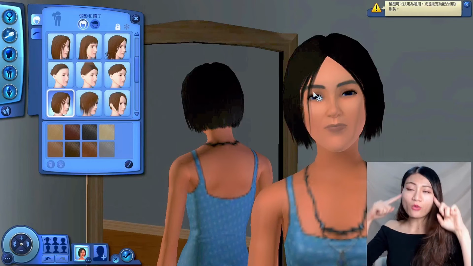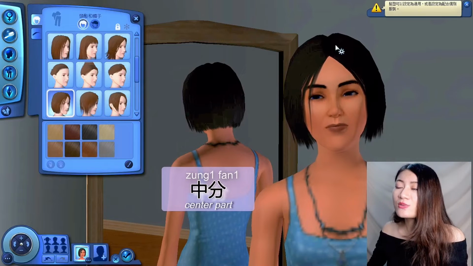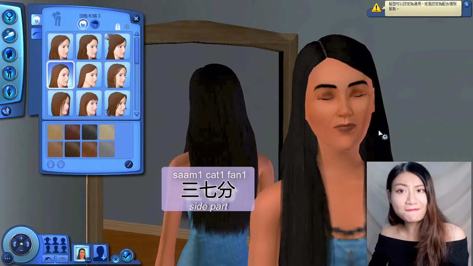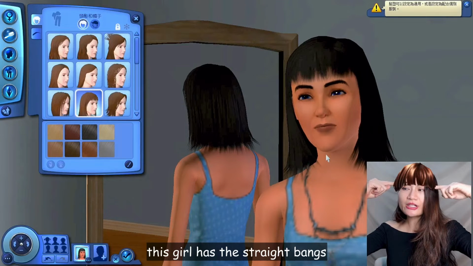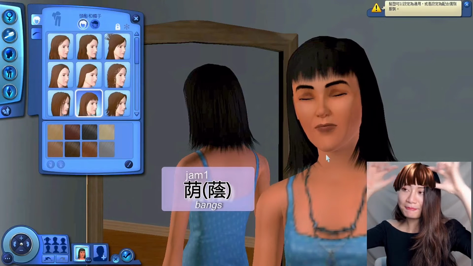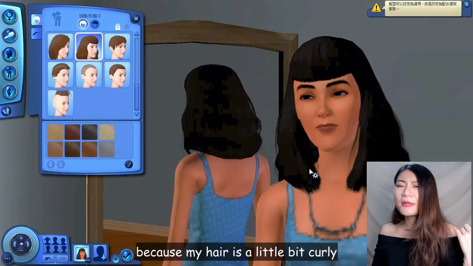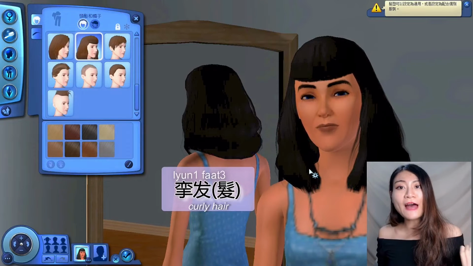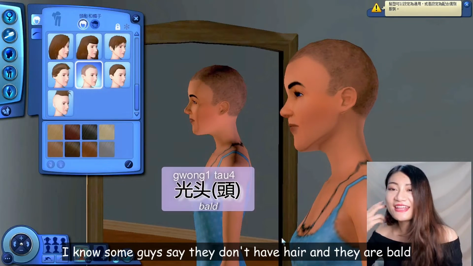This one is about our parting style. So this one is 中分. This one, 中分. I'm not 中分 actually. I'm like this, 三七分. This girl has straight bangs, that is 齊瀏海. Straight bangs, so that is 齊瀏海. Because my hair is a little bit curly, curly hair is 亂髮. And I know some guys say they don't have hair, that is 光頭.